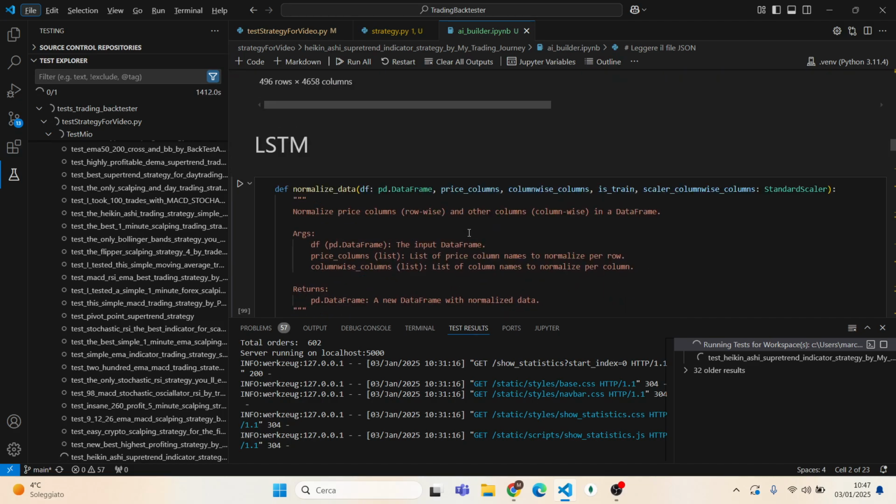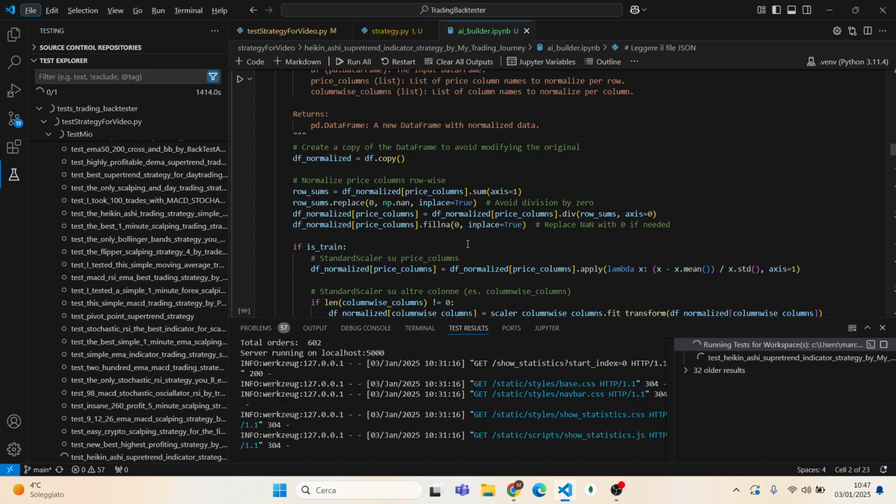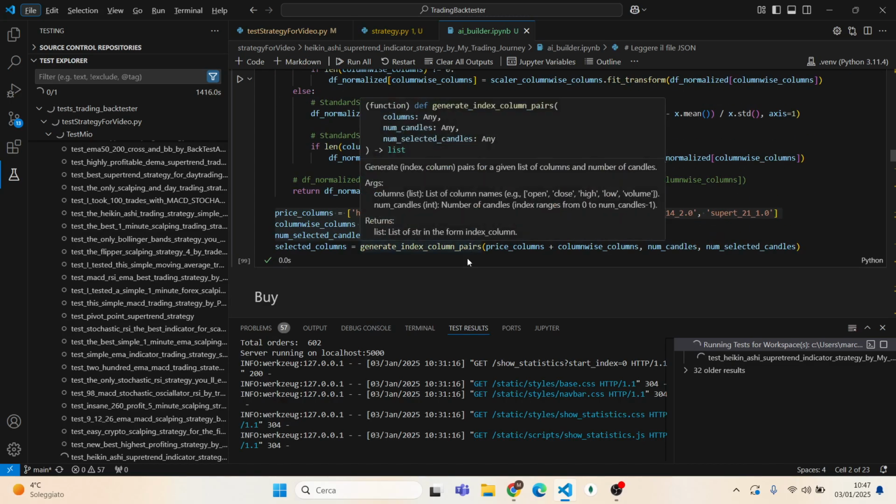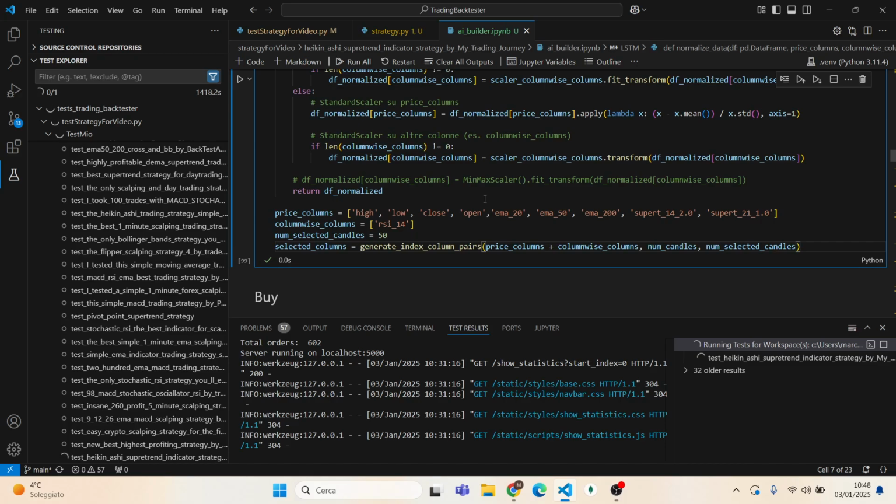As you can see, now we have some functions to normalize data to pass to the artificial intelligence, and these are all the columns that I'm using for training the model. So high, low, close, open, EMA 20, EMA 50, EMA 200, SUPERTREND, and also RSI. And I'm selecting only the last 50 candles.